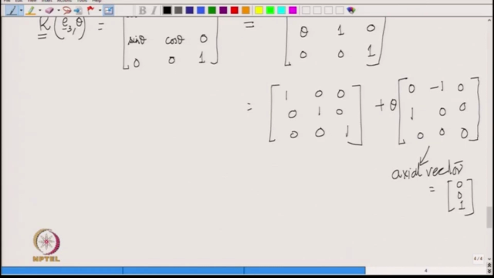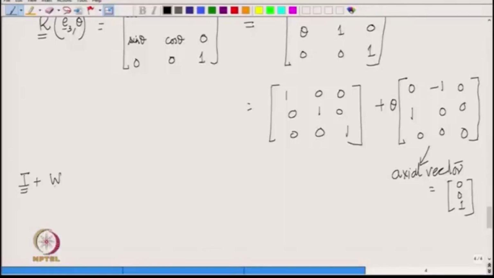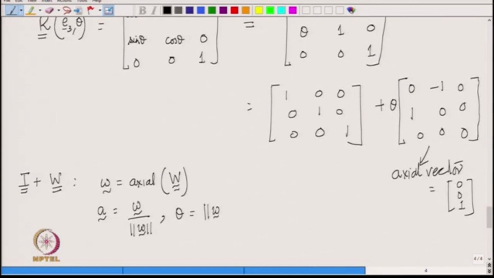So, coming back to our identity plus W, you will have some small w which would be the axial vector of this big W, right. So, what will be the axis of rotation? The axis of rotation is then simply this w vector divided by the magnitude of w, and what is the theta? The angle of rotation, that is simply the magnitude of w, is not it? All right.